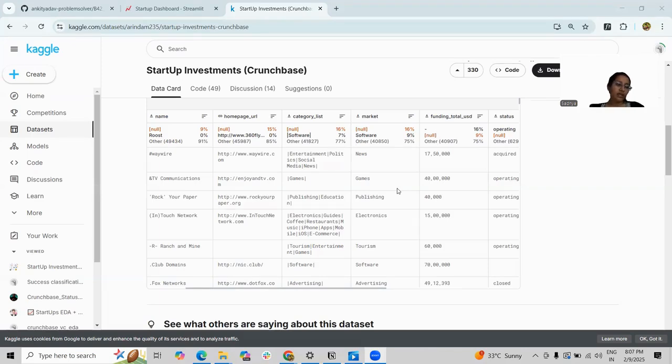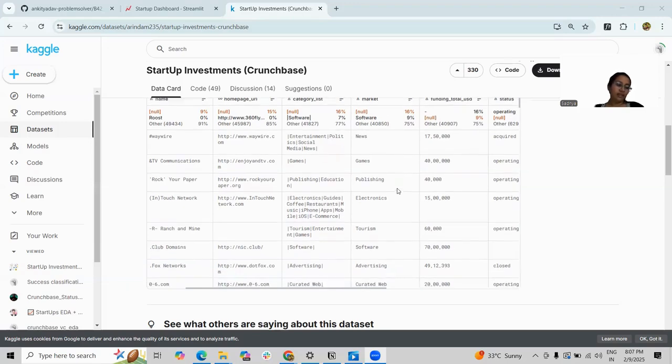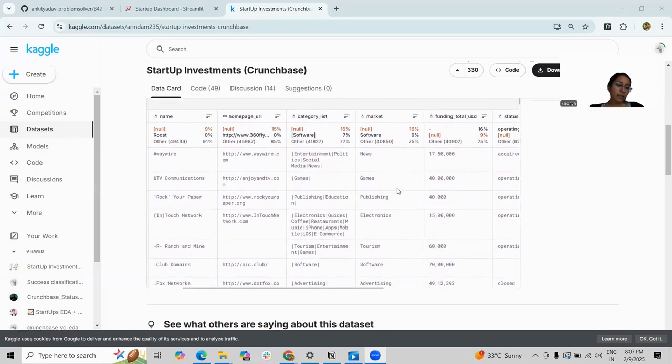This dashboard provides essential insight into which industries attract the most investment, identifies the top investors, and also highlights the factors influencing funding success. My aim is to deliver actionable insights that enhance decision making and support startup growth. So this is the particular data set I selected, which contains columns like name, page URL, category list, market, etc. So let's dive deeper into what exactly I did in this project.